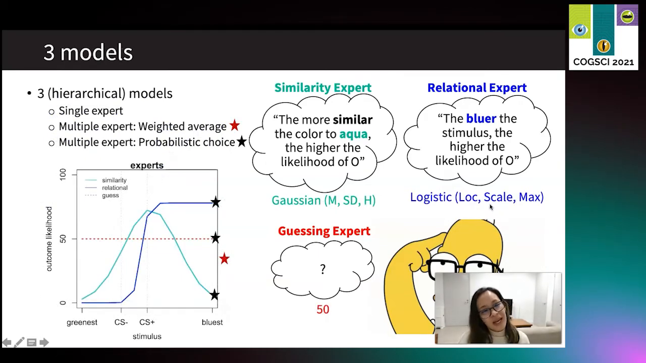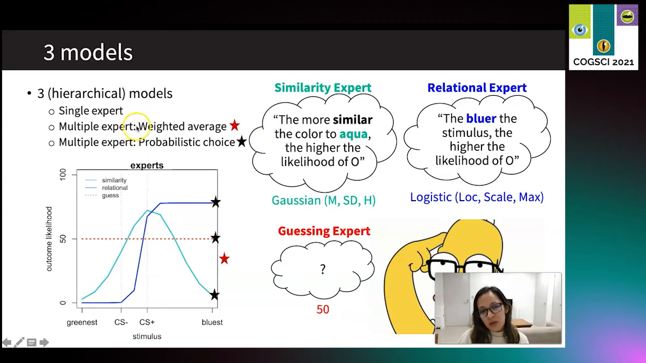Okay, so to answer the questions that we were interested in, we compared 3 different models. The first was a single expert model. Here we assumed that each participant generalized exclusively according to either the similarity or the relational expert. We just used participants' responses on the forced choice question to determine which expert that was. And then we compared that to two multiple expert models.